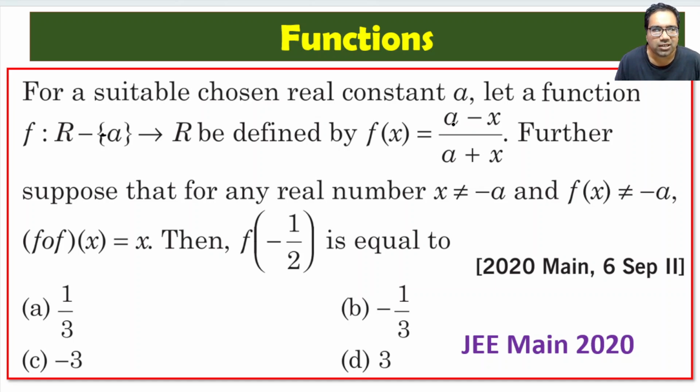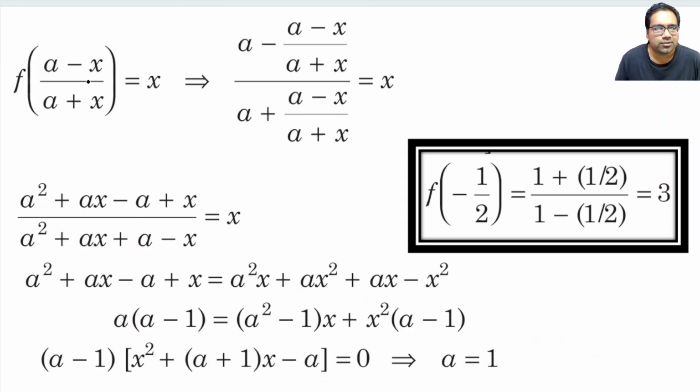We are given an equation in terms of a and x. Then we have to find out what is f of minus half. Let us solve this equation and see whether we can calculate a and then find f of minus half. Minus half is obviously x, so we have to find out what this a is. That is the whole task. Let us directly substitute (a minus x) by (a plus x) in the place of x, so f of (a minus x by a plus x) is equal to x.